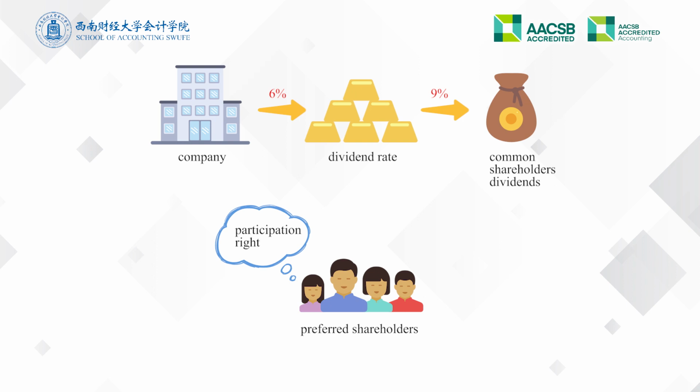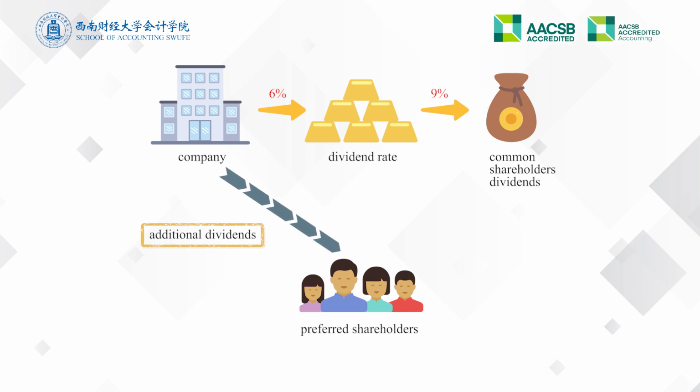However, if they have participating right, then the participation will give them the right to receive more. They will get additional dividends. The company will distribute an additional dividend to the preferred shareholders to ensure that preferred shareholders receive an equivalent dividend as ordinary shareholders.